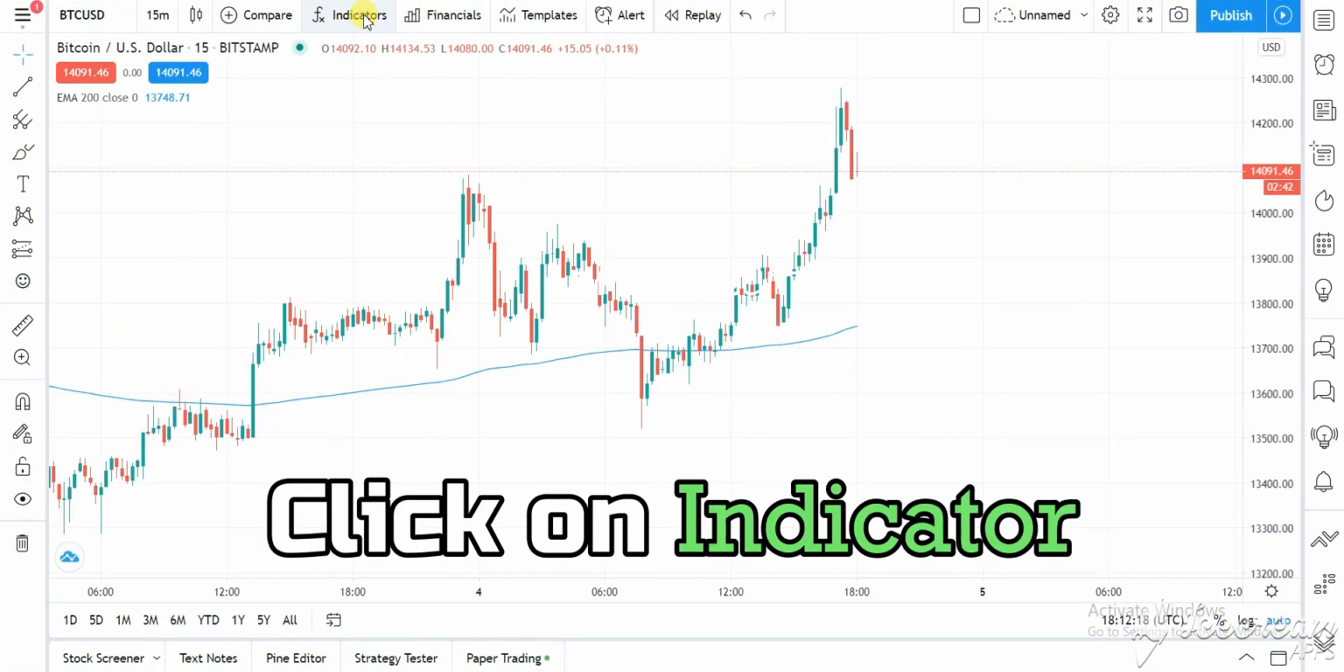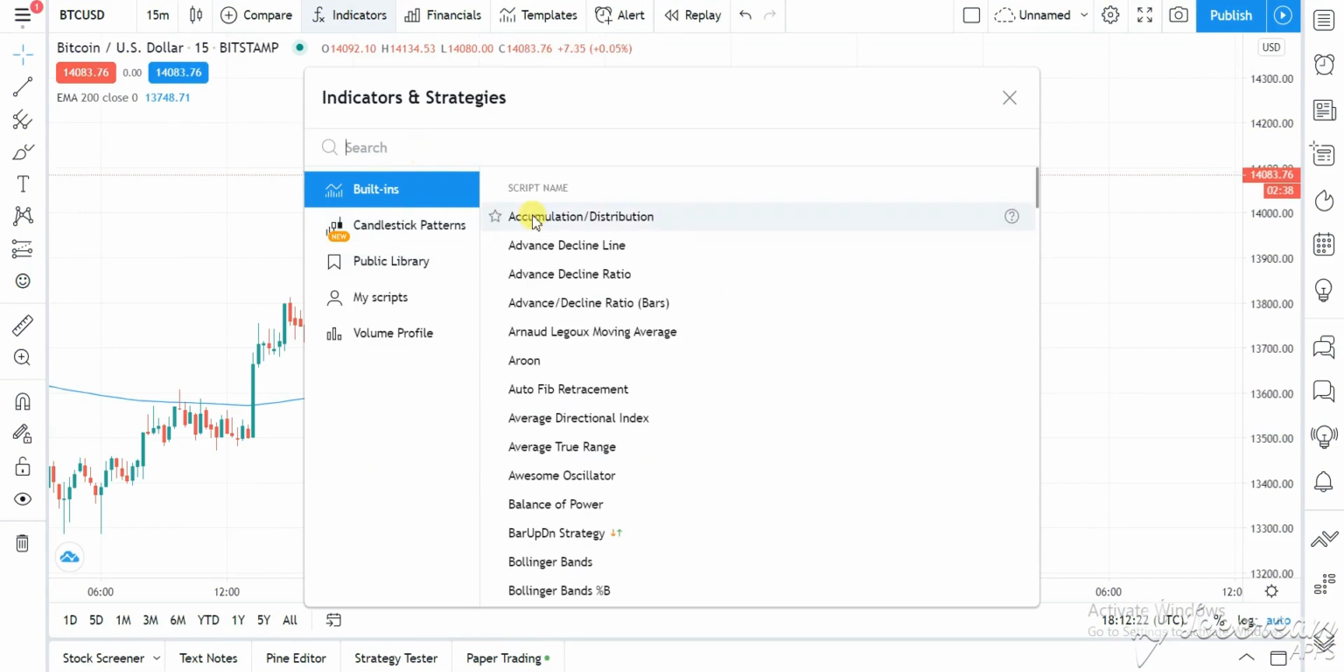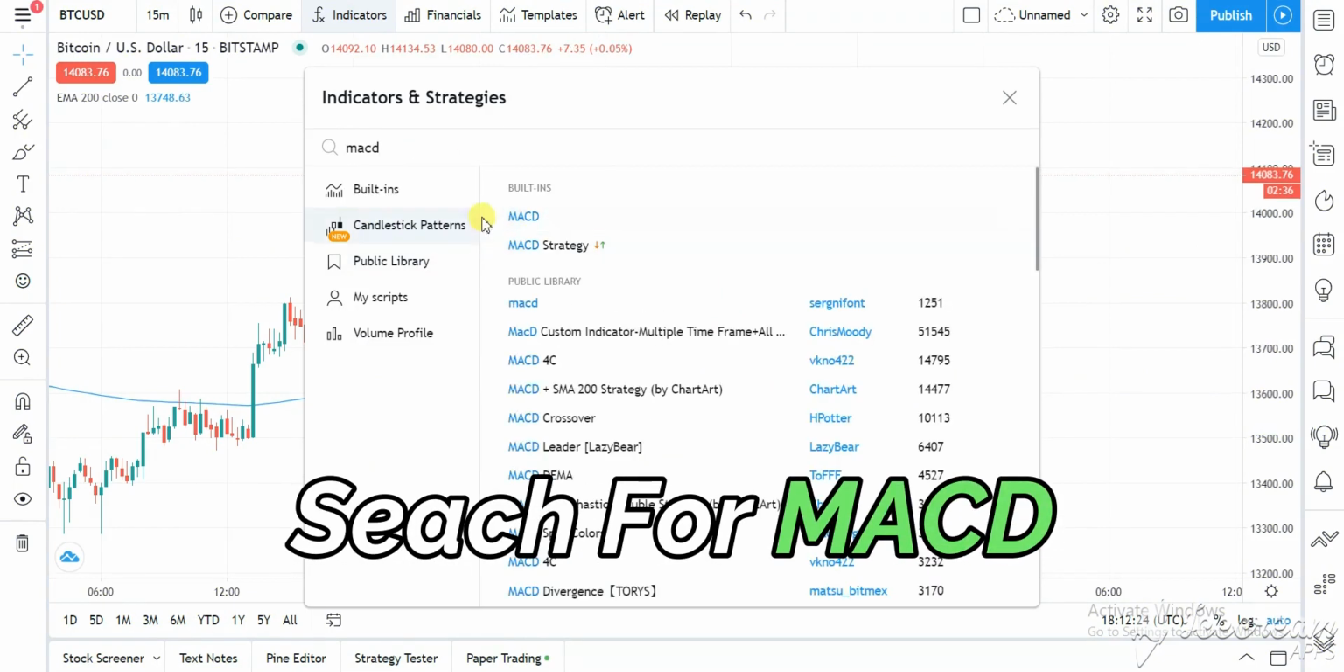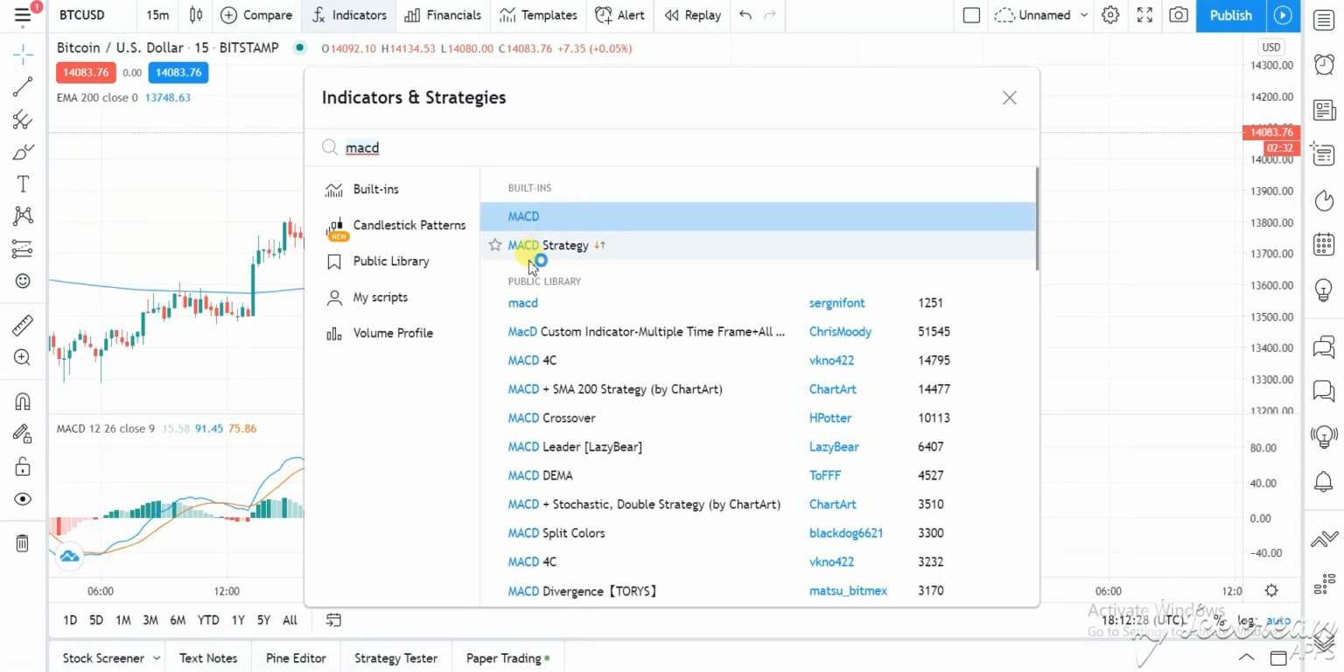So guys, quickly you go to the indicator section. Then you search for MACD. You go for the bold letter MACD. Don't go for these other ones, go for the main MACD.